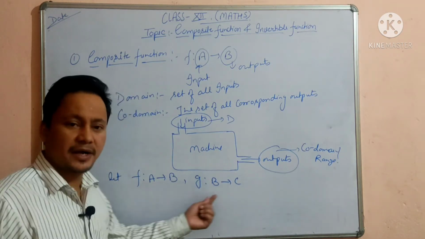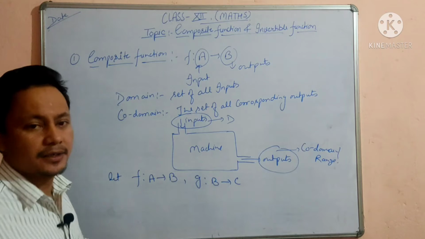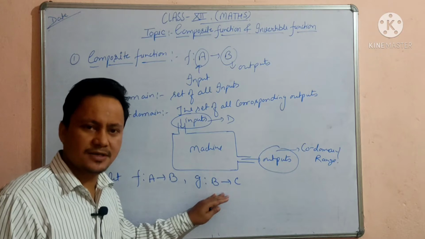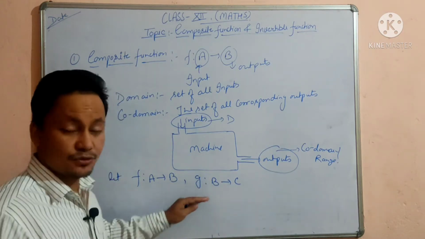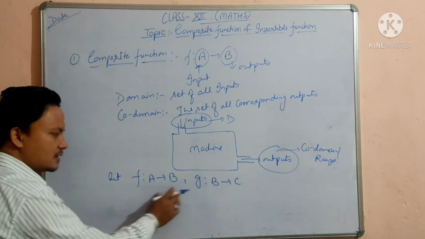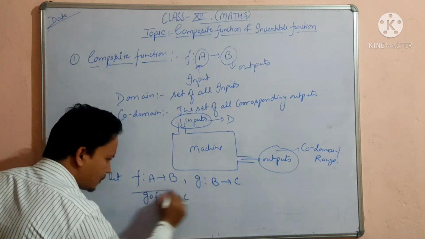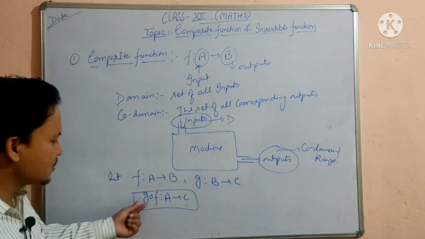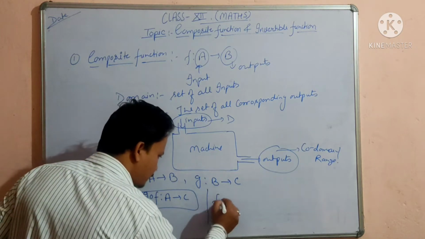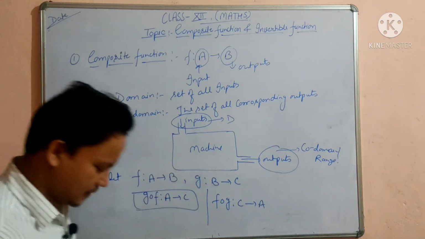Now if I combine both functions, we get a composite function, which is the integrated function of both f and g. The third function that comes out on integrating and combining these two is called the composition of both functions. It can be written as gof, a function from A to C. So gof will be the composition of f and g. Somewhere we can also write fog. We will discuss it one by one.